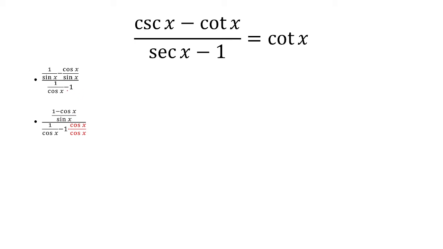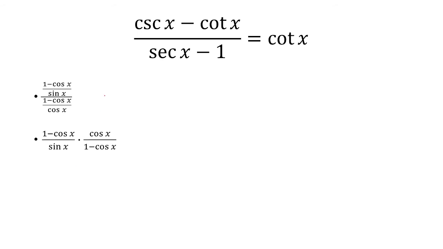Now the denominator here, we don't have a common denominator. We just have 1 over cosine minus 1. So I'm going to multiply cosine over cosine, the second fraction, or second term rather. So that becomes cosine over cosine. And now I can bring it all together. The denominator becomes 1 minus cosine divided by cosine.